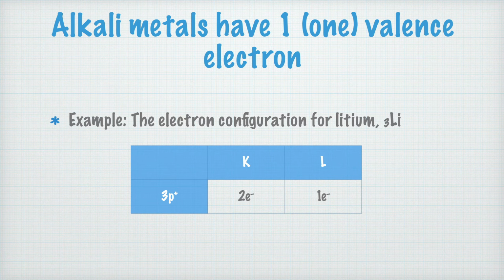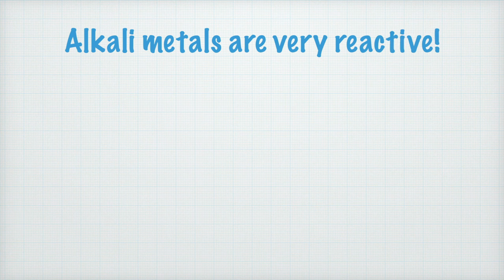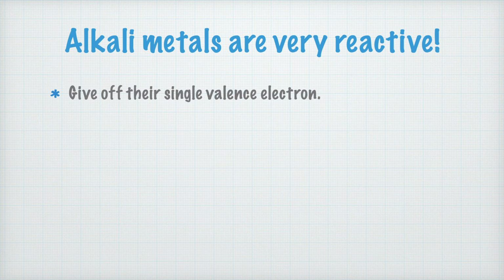Since the alkali metals only have one valence electron, they are very reactive. When an alkali metal reacts, it is oxidized, it only has to lose its single valence electron to get noble gas structure. We'll study carefully what happens.